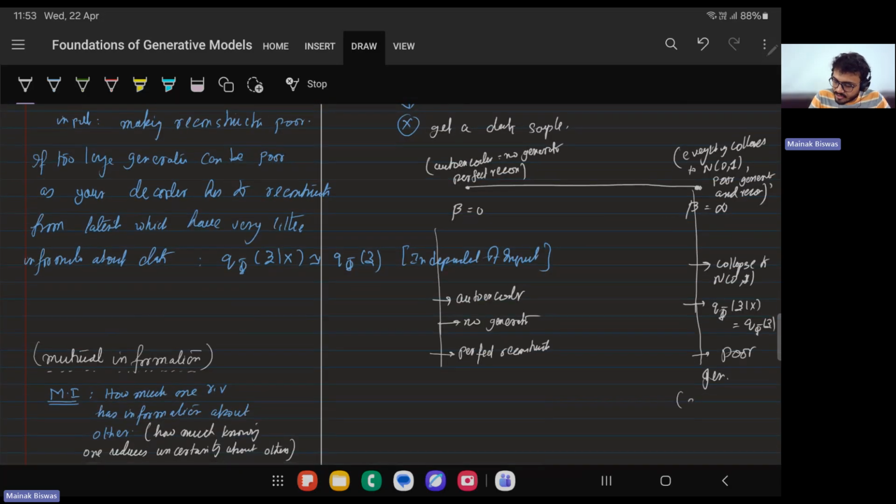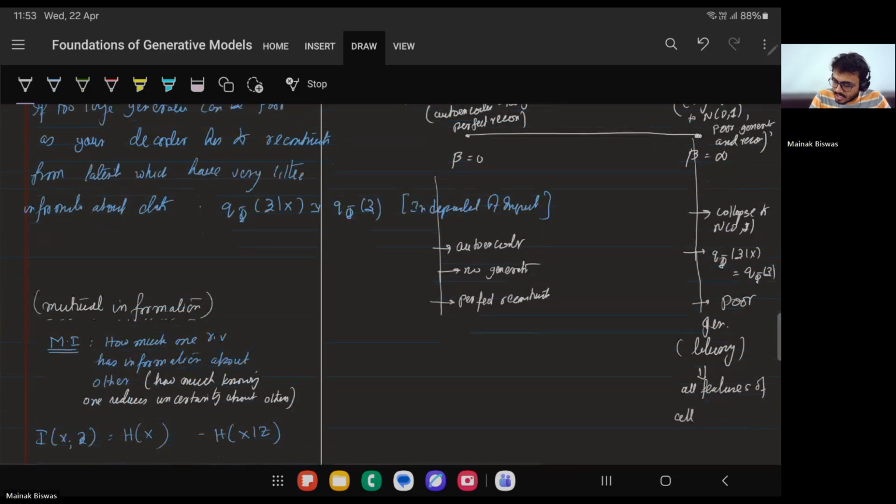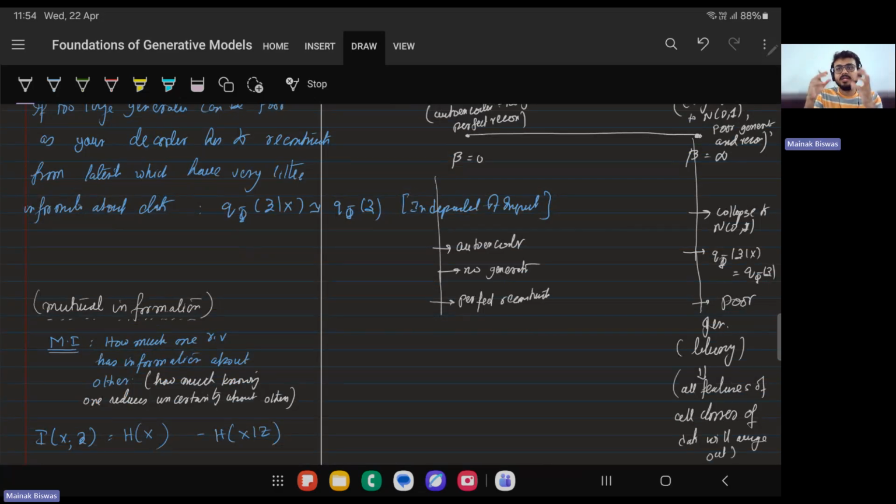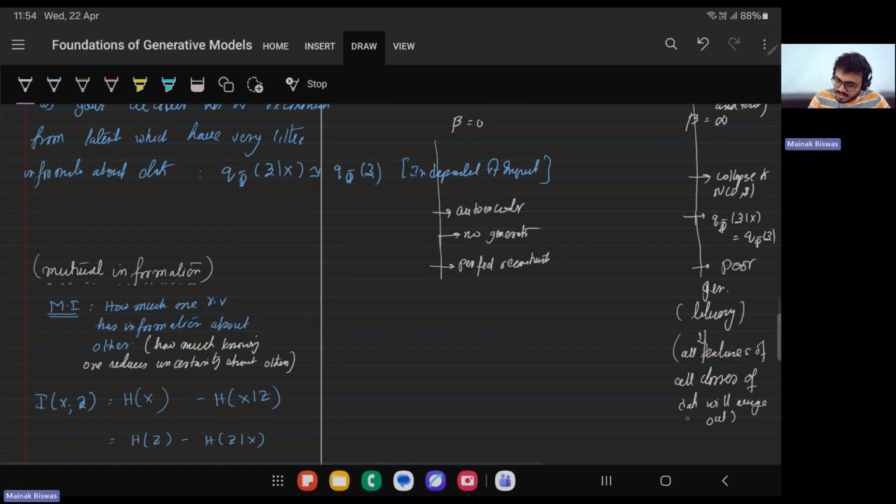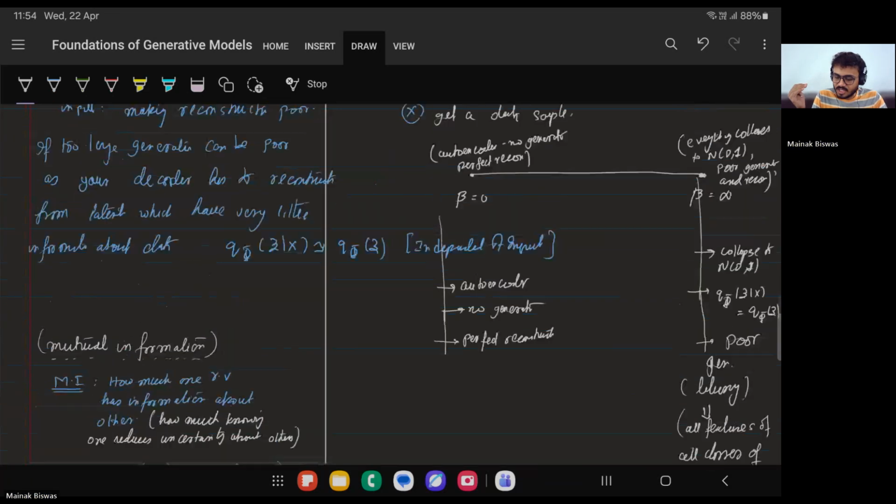It will become blurry because all features of all classes of data will average out. And therefore you will see the average of the MNIST, some averaging like this in between. You'll see something like this because all the digits are in the center. So features of all the classes will merge and you'll get a blurry generation.